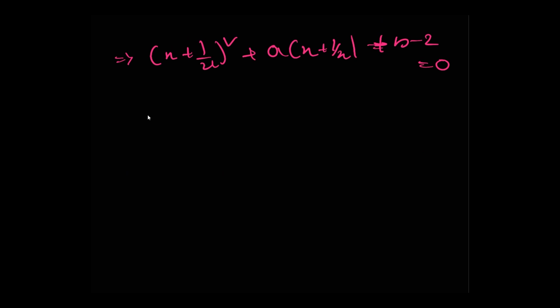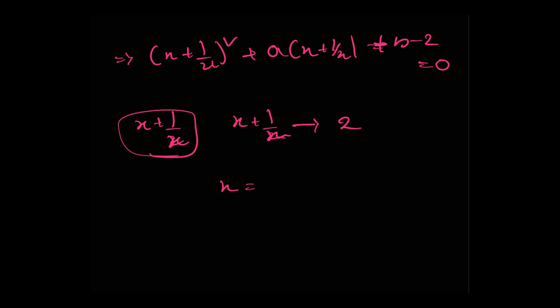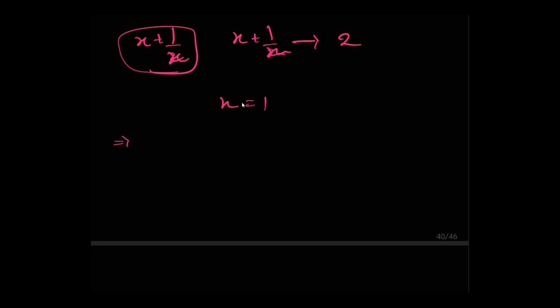Now, this is a quadratic equation in x plus 1 by x. The minimum value of x plus 1 by x is 2, for x equals 1. How can we find it? This can be written as x square plus 1 by x, and we need the minimum value of x square plus 1 by x.